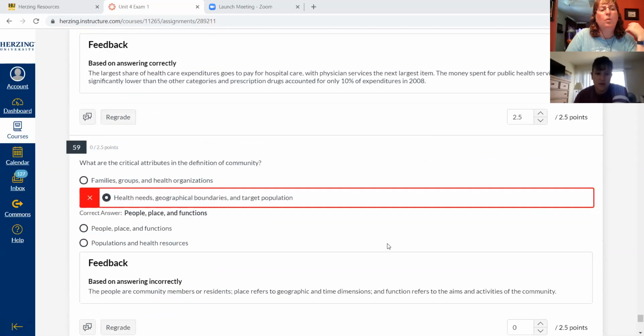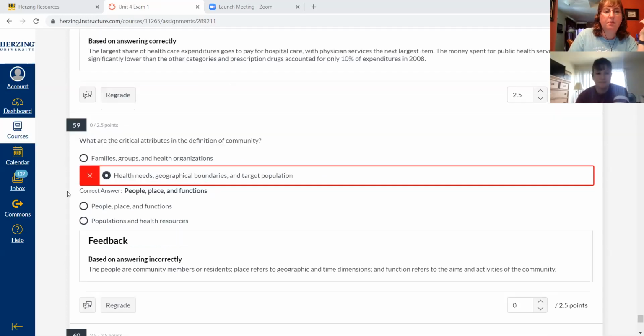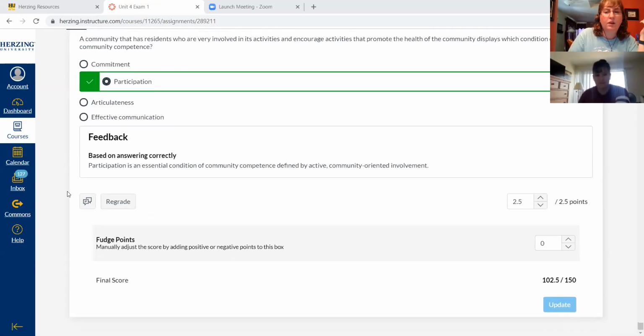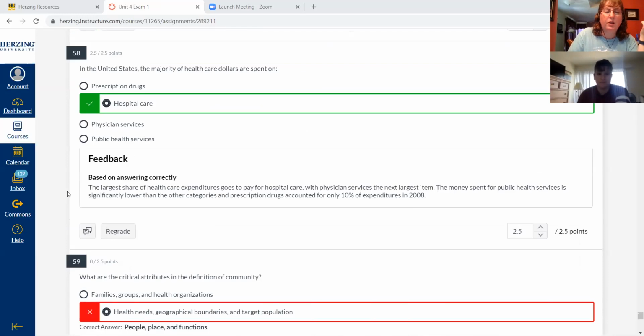What are the critical attributes in the definition of community? So it's supposed to be people, place, and functions. Attributes in the definition of community. So when you think of a community, you're thinking of the people who live in it, where they live, and how they function together.